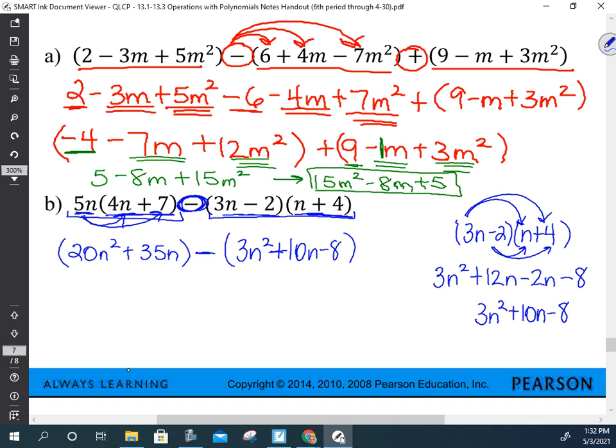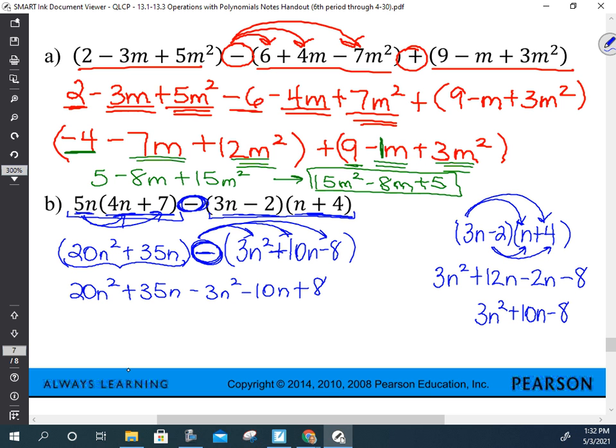So we've done the multiplication. Now it's a subtraction problem. So since it's subtraction, 20n squared plus 35n, the first parentheses comes down. Subtraction means you distribute the negative. That's minus 3n squared minus 10n plus 8.